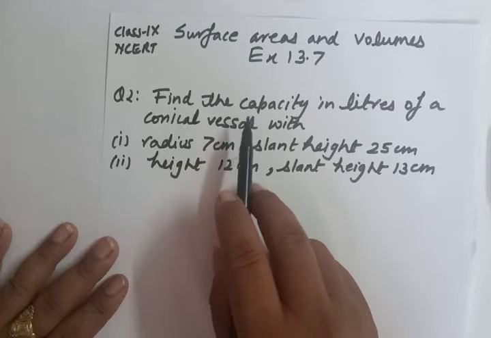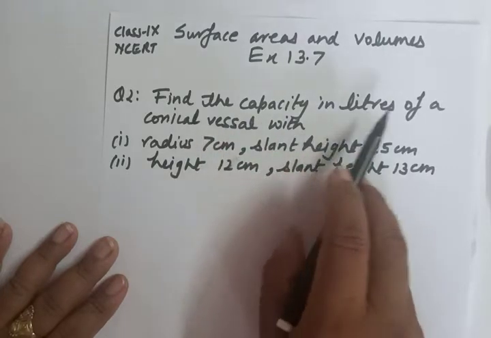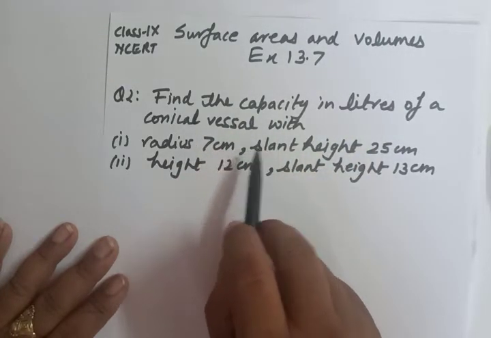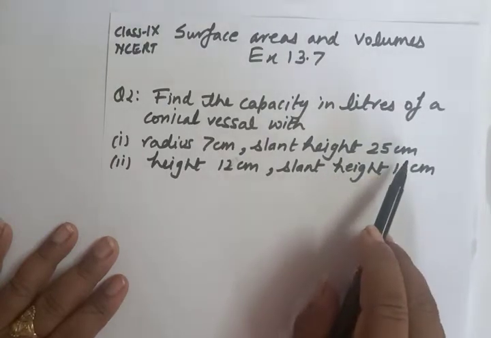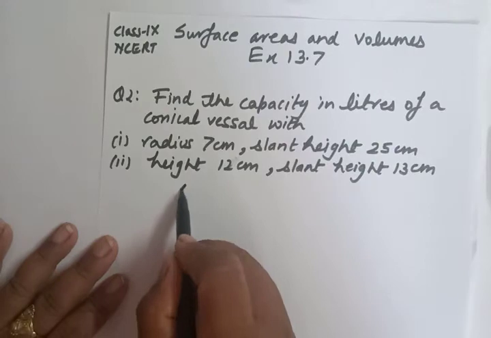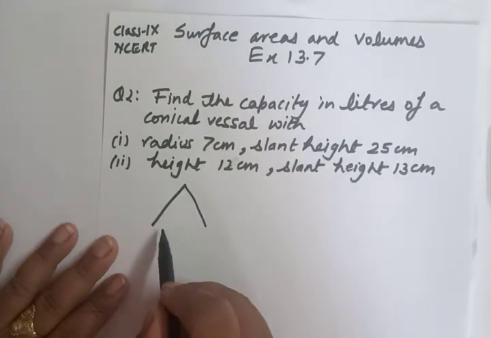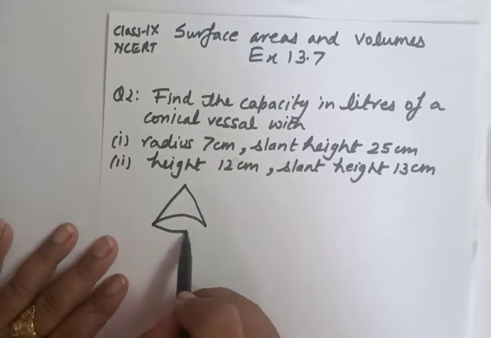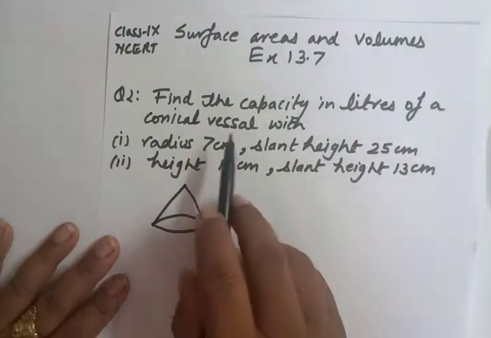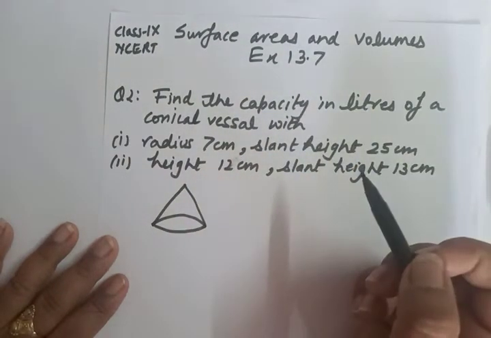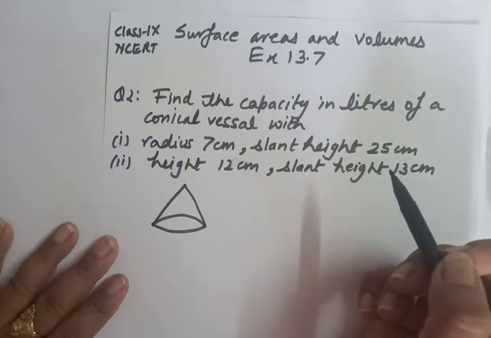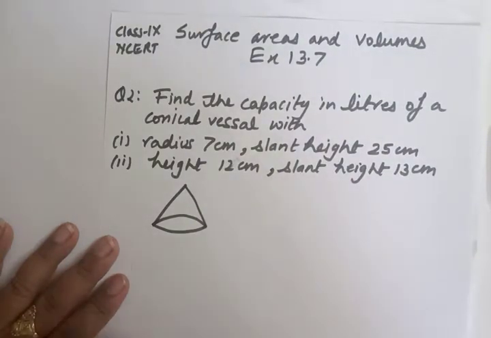Find the capacity in liters of a conical vessel with radius 7 cm and slant height 25 cm. Suppose this is a conical vessel. Okay, we need to find out the capacity. Capacity means volume, so we need to find out the volume of the cone.